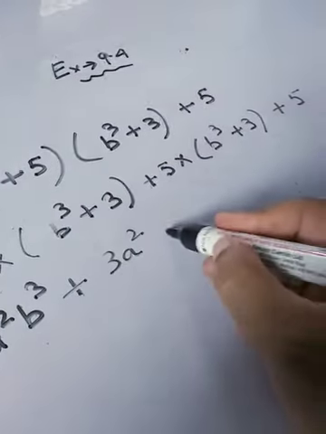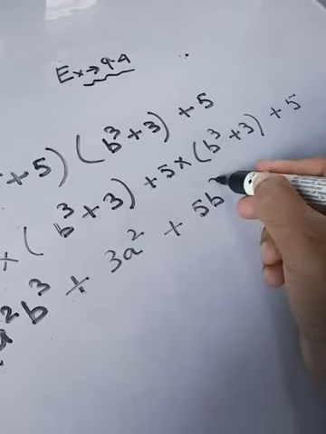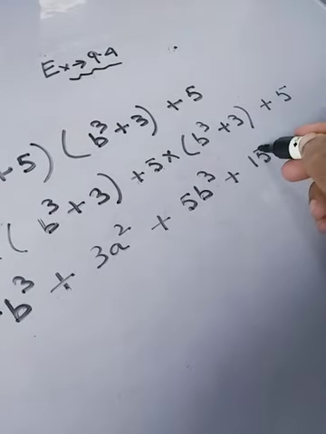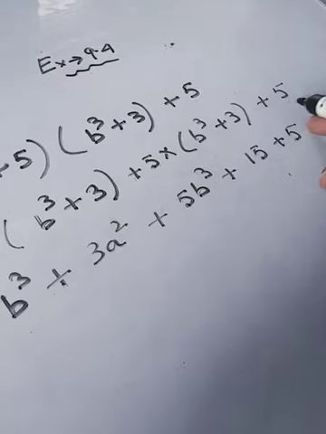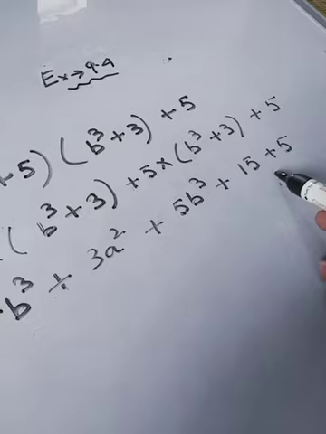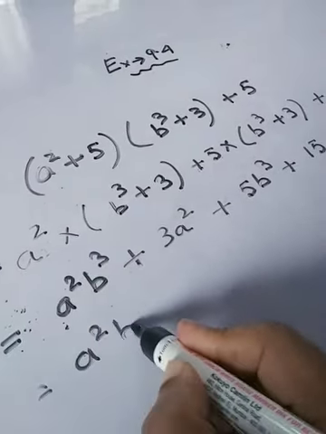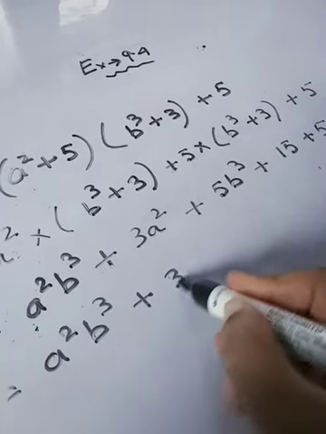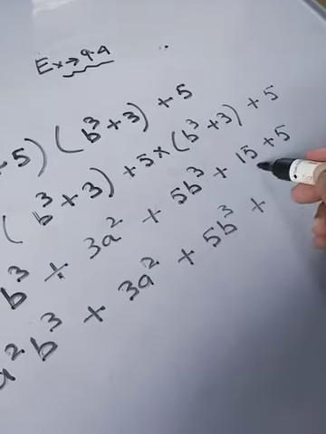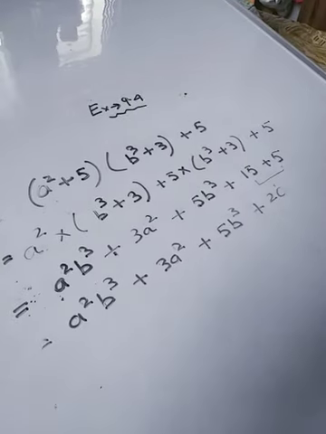So the multiplication is done. Now when you multiply 5 with b cube, what will be the answer? 5b cube, plus is plus. 5 3s are 15, plus 5, isn't it? Now any like terms? No like terms, but we can always go for the solution of 15 plus 5. That is a square b cube plus 3a square plus 5b cube plus 15 plus 5 is what? 20. Now this is your required answer. Okay.